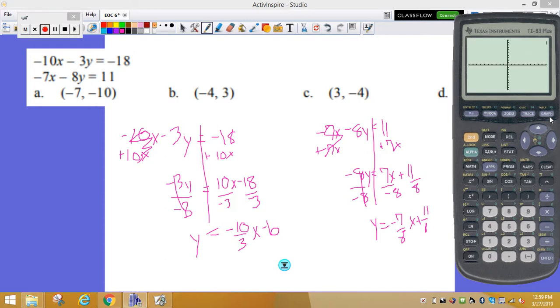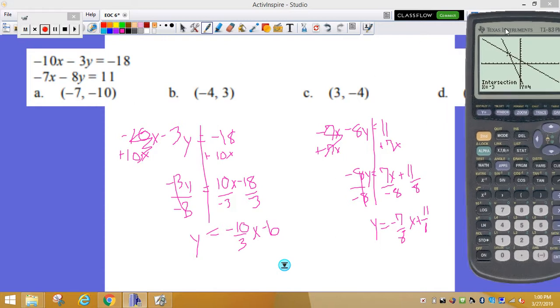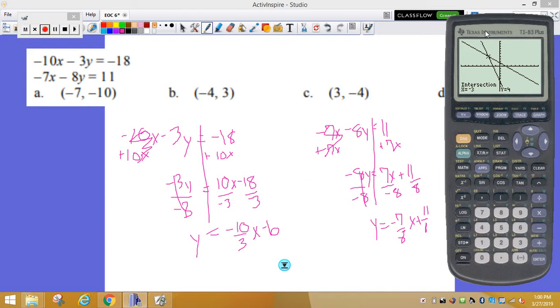Let's graph it, see if we can see our intersection. Okay, we can, so let's find it. Second trace, 5, enter, enter, enter. And it's at (negative 3, 4). So I would pick none of these answers. That's strange. I pulled this off of a test. Yeah, but the answer would be (negative 3, 4).